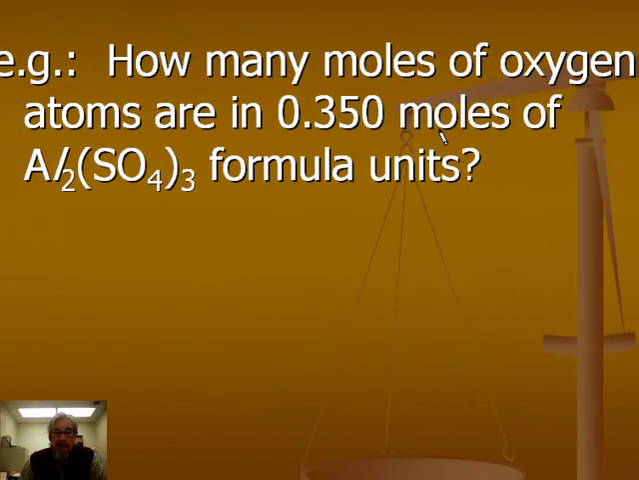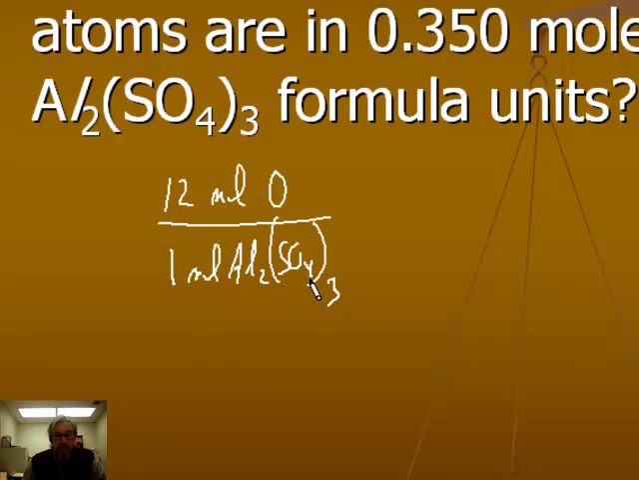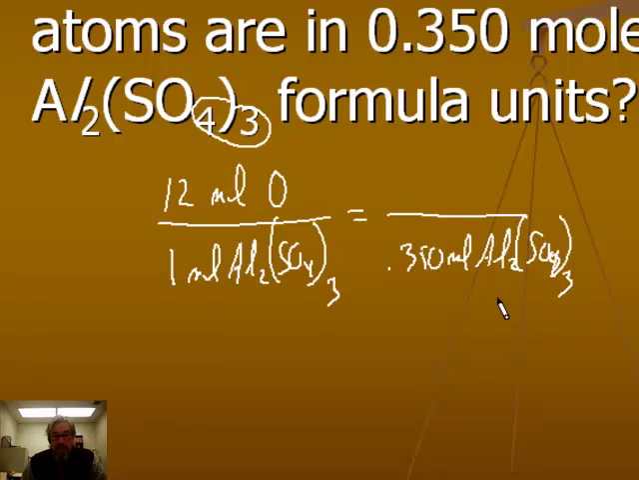Here's an example. How many moles of oxygen atoms are in 0.350 moles of aluminum sulfate formula units? Here's how I can set this up. I know that there are 12 moles of oxygen in every 1 mole of Al2(SO4)3, because 4 times 3 right there. So if I have 0.350 moles of Al2(SO4)3, how many oxygen moles will I have? Well, I cross multiply and divide to get my answer.